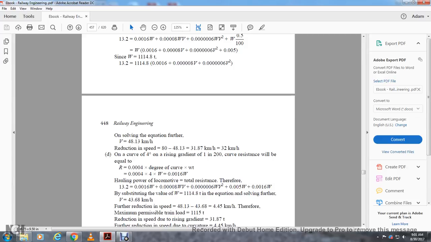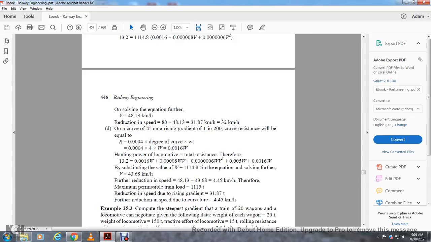The curve resistance is equal to 16 ten-thousandths of the weight. The hauling power of the locomotive equals the total resistance, therefore 13.2 tons equals the resistance terms times the weight. Solving for the maximum weight gives 1114.8 tons, and the velocity is 43.68 kilometers an hour. The further reduction equals 48.13 minus 43.68, which is 4.45 kilometers an hour. Therefore, the maximum permissible train load is 1,115 tons.